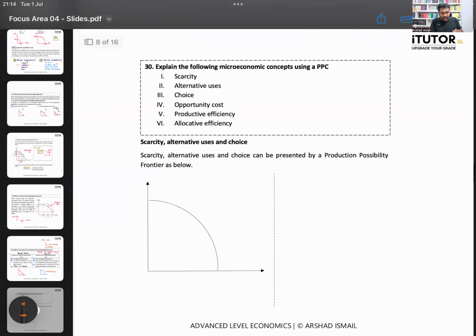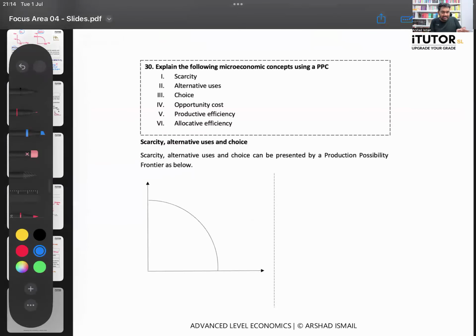We'll look at how you represent certain concepts on a PPC. So we'll start with something like scarcity. Now, a PPC shows the maximum combination of two goods you can produce. Now, let's say capital and consumer goods. How do you show scarcity on a PPC? You all know this. We'll quickly recap. I want you all to give me answers. The fewer answers I get, the more I realize that you don't know, and then I will go and explain. So if you know it, please let me know. How do you show scarcity?